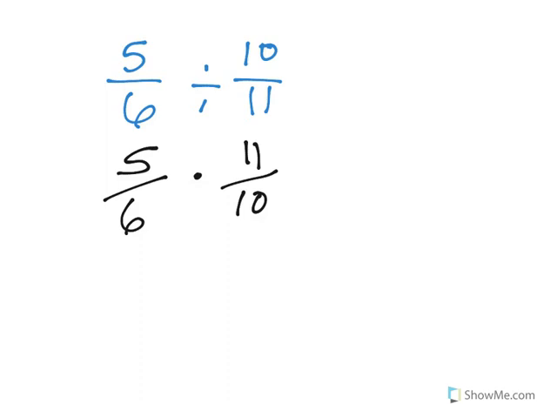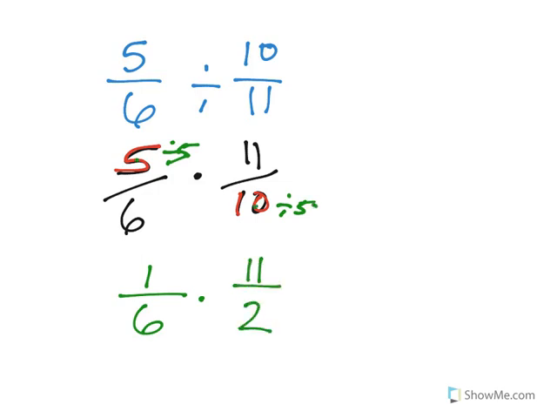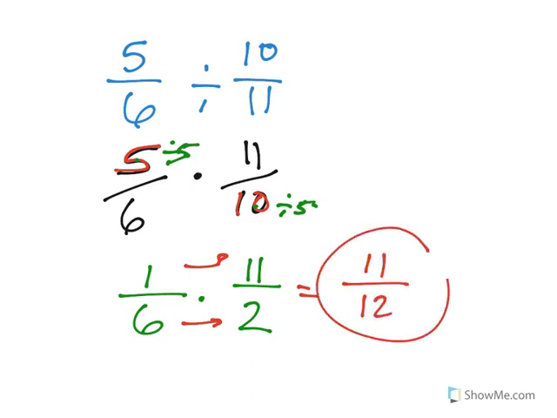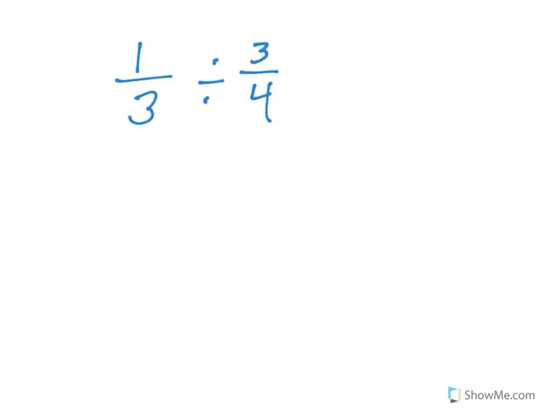5/6 times 10/11. Here you will see 5 and 10, numerator to denominator, share a common factor. They are both reducible by 5, right? We can divide out a common factor of 5. So I'm going to rewrite this fraction. 5 divided by 5 is 1. So I have the fraction 1/6. 11 doesn't change, but 10 divided by 5 is 2. So my new problem, smaller numbers, easier to work with, is 1/6 times 11 over 2. And then I multiply straight across. So 1 times 11 is 11. 6 times 2 is 12. And my final answer is 11/12.